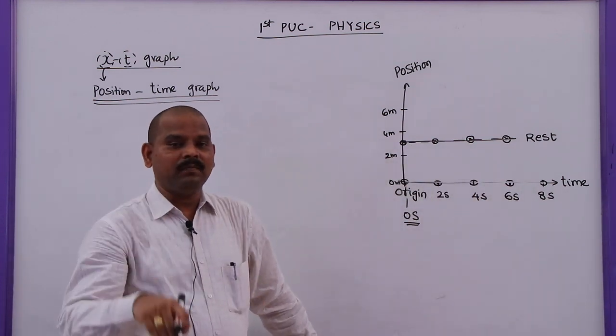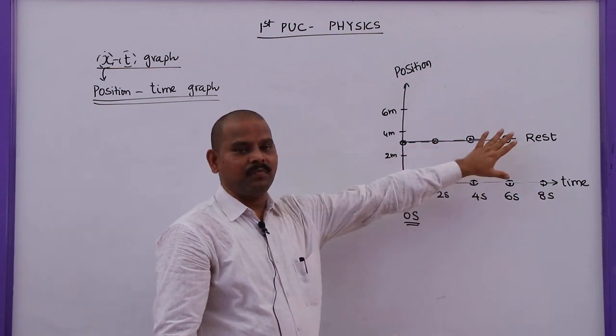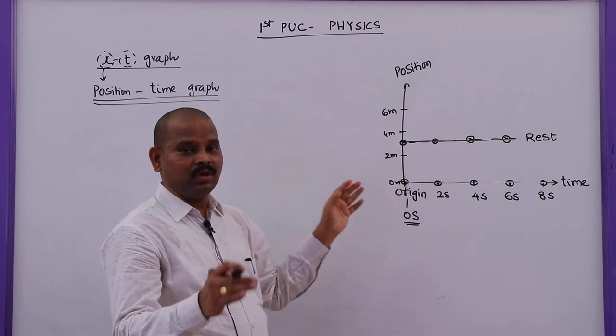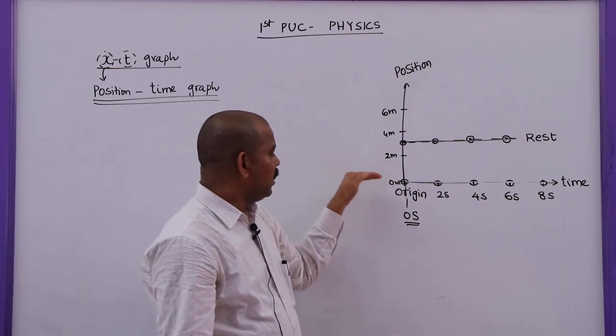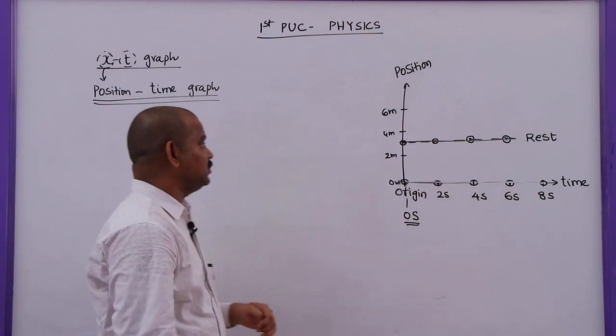So according to the definition, if the position of the body does not change with respect to time, then the body is said to be at rest. Now the same thing we can get idea by using this position time graph here, a straight line parallel to x-axis.